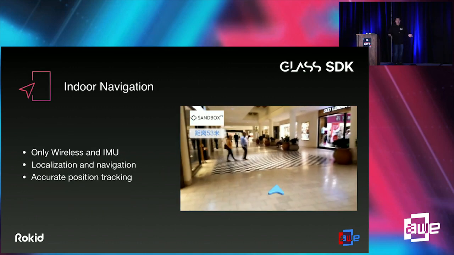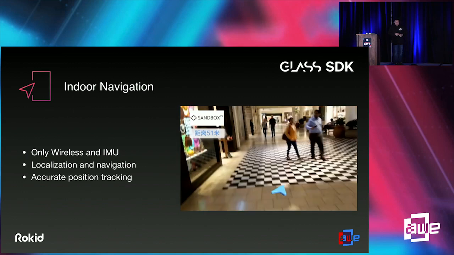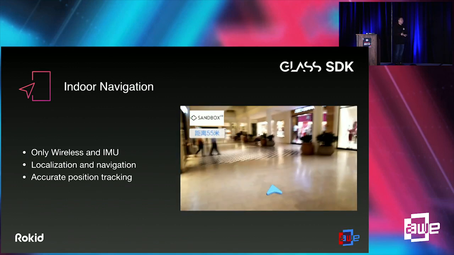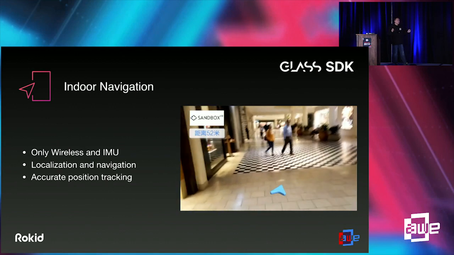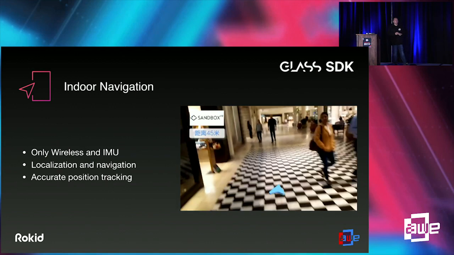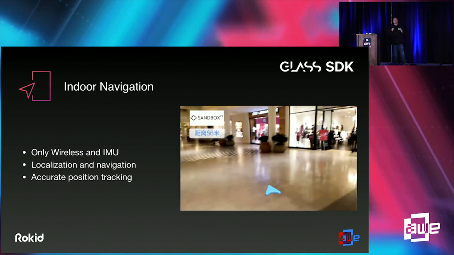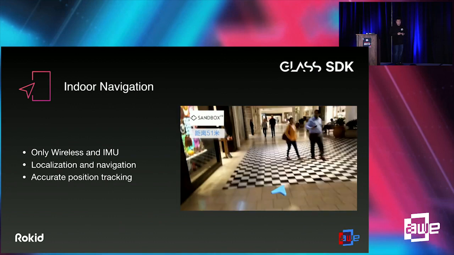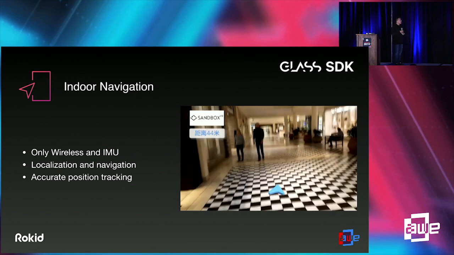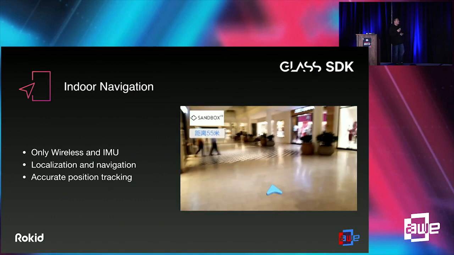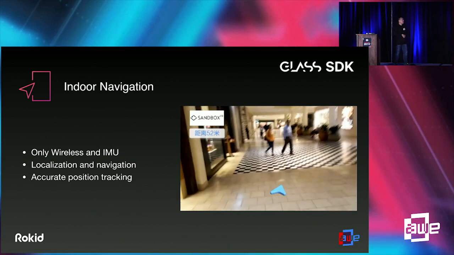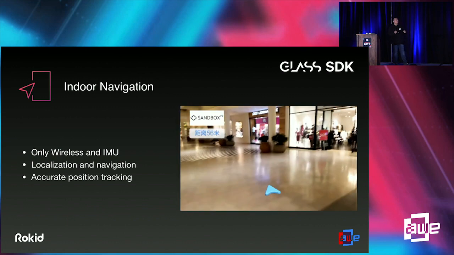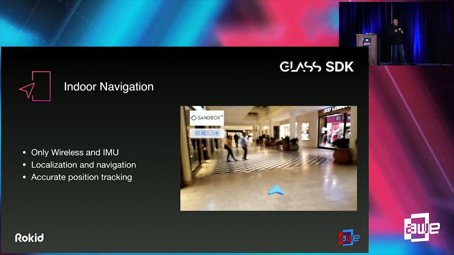Next, I'll talk about indoor navigation. Rokid has an indoor navigation solution based on wireless signals, like Wi-Fi, beacon, and IMU signal. No GPS needed. The indoor navigation SDK focuses on localization and navigation. We have very good position tracking within 2 meters in the indoor environment.